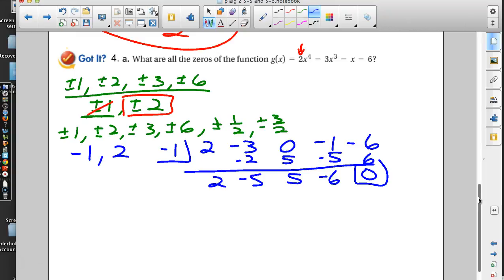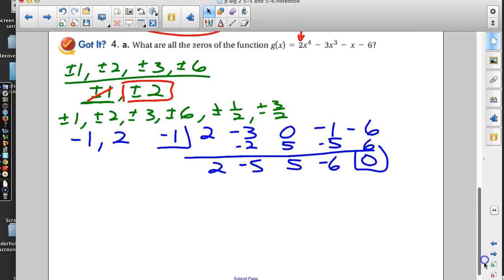Do the synthetic, then look up here to check. Are we good with -1? Got our remainder 0. Okay, so now keep going with the 2.